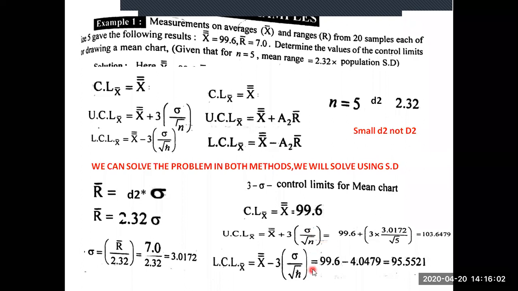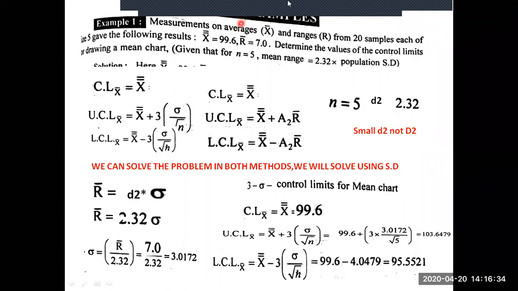In this model, what you have to remember is that if you know the standard deviation, use this method. If you don't know the standard deviation, use this method. In the previous problem he directly gave the standard deviation. In this problem he indirectly gave it, so you have to find the standard deviation using the formula R bar is equal to small d2 multiplied by standard deviation. You have to remember the formula.